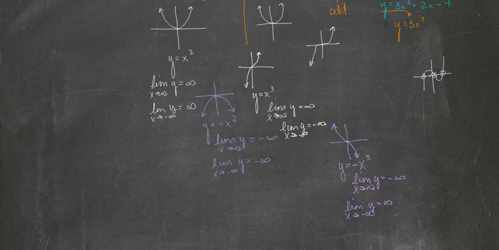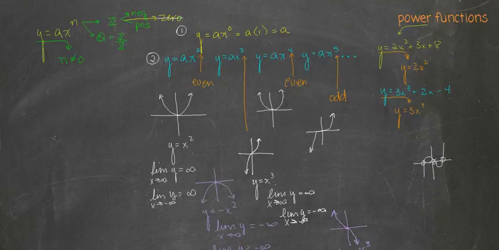So those are all the variations that you can expect to see in a power function that has a positive integer exponent. All right, so now let's explore what happens if I'm given a negative integer exponent.